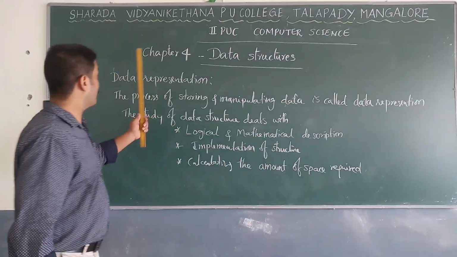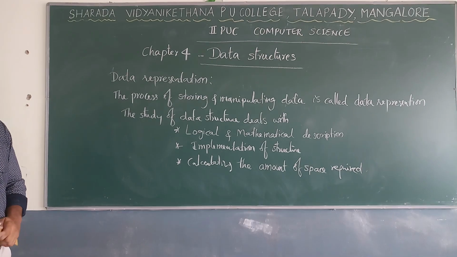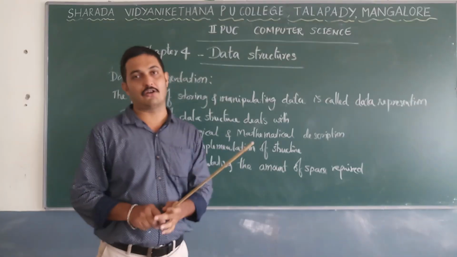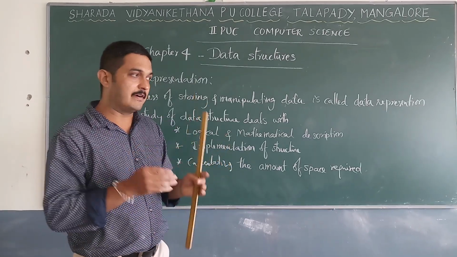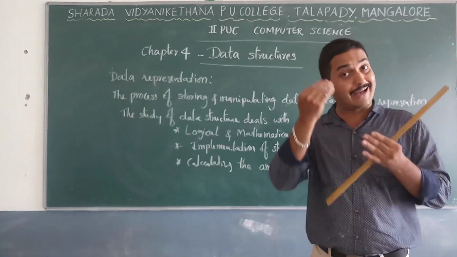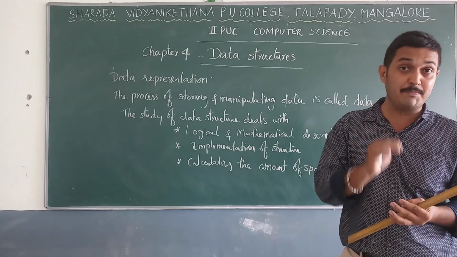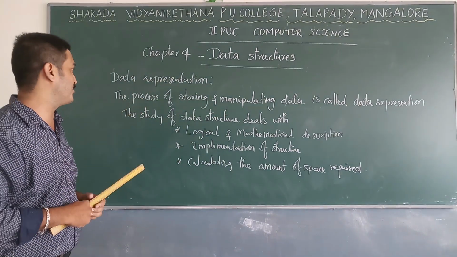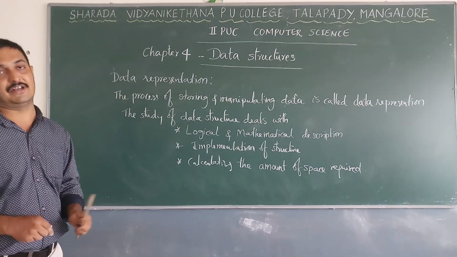Okay, next concept is data representation. The process of storing and manipulating data is called data representation. So suppose if you want to process some data, the first thing is we should collect the data, and then that should be provided to the system. And here system performs the operation. Okay, these are about data representation.